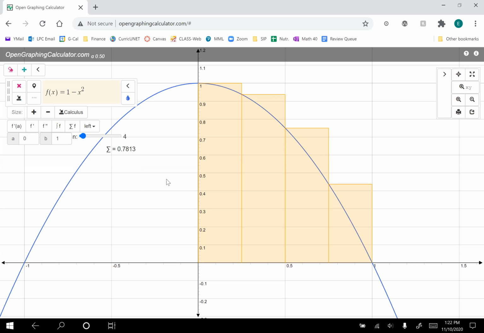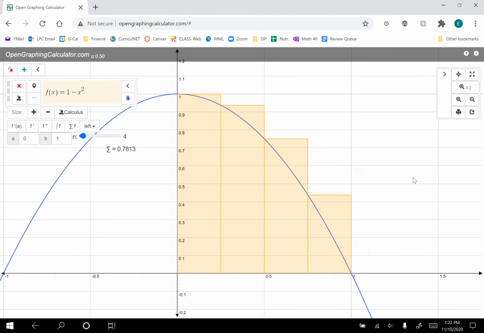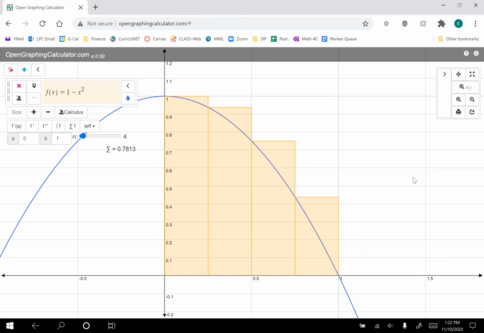And you'll see the rectangles show up, right in that area that we were looking at. So this is like the top sketch on our page with the 3 sketches, 4 rectangles and left endpoints. So you can see it matches our picture. And then the approximation for the area is given right here.